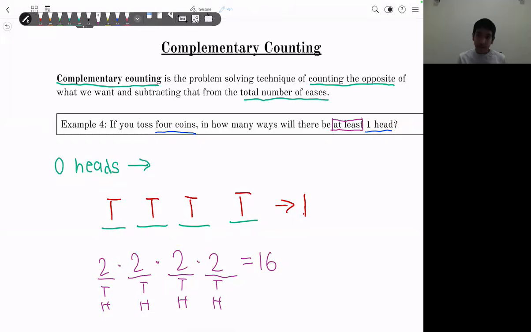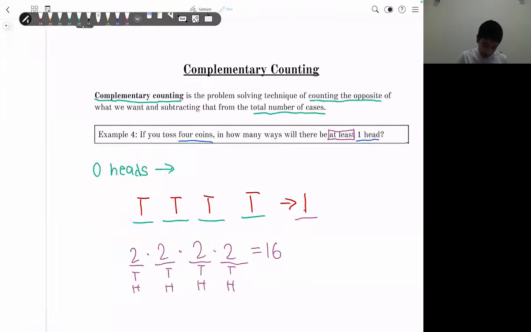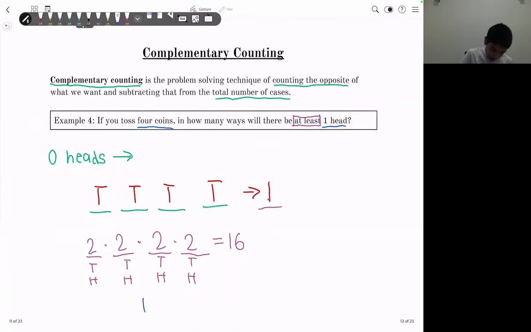And since we want the number of ways where there's at least 1 head, and we found the number of ways where there are 0 heads, we must subtract that off. And we can do this very easily. We get 16 minus 1, which is 15. So again, the key ideas are that you find the number of ways for the opposite, and the total number of ways to flip 4 coins. So you subtract the number of ways where there are 0 heads from the total possible outcomes of 4 coin flips. So again, the total is 16, and the number of ways where there's no heads is 1. So we subtract that off to get 15.